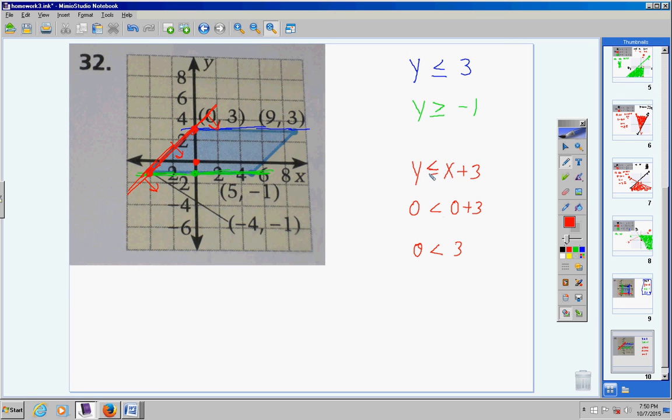Now why do I want a true statement for 0, 0? Because the line is being shaded toward 0, 0. If it wasn't being shaded toward 0, 0, then I would want to use an inequality that gave me a false statement. But right here, I'm shading towards 0, 0. So I know I want 0, 0 to be a true statement. So I'm going to use this inequality right here. By the way, I put an equal sign here because the line is solid. So there we go.